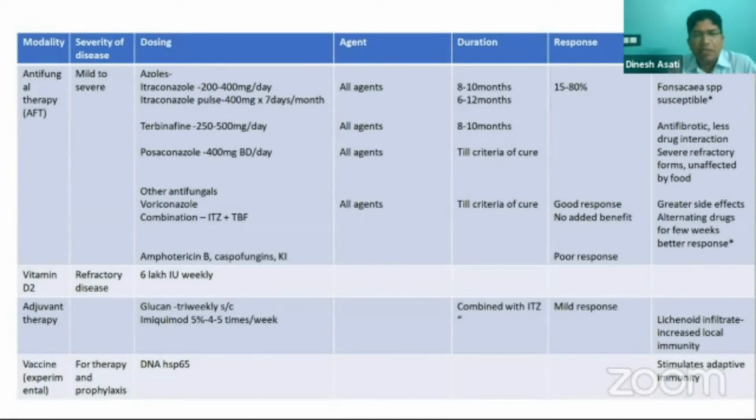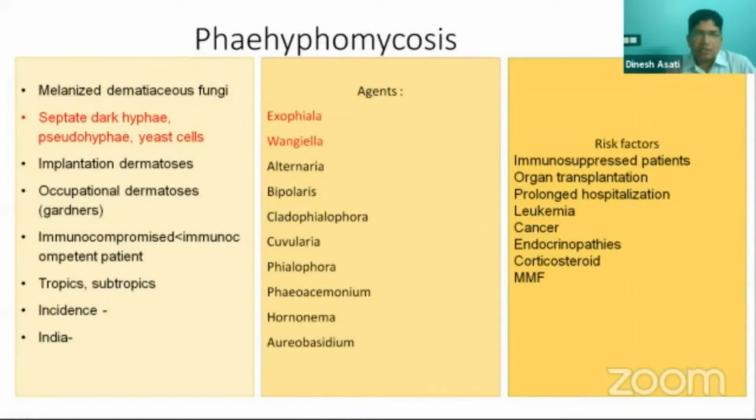Itraconazole, again, azoles are the main agents, but here even terbinafine can help. Okay. Next is phaeohyphomycosis, again quite rare. It's again caused by melanized fungi, and the most common agents include Exophiala and Wangiella.